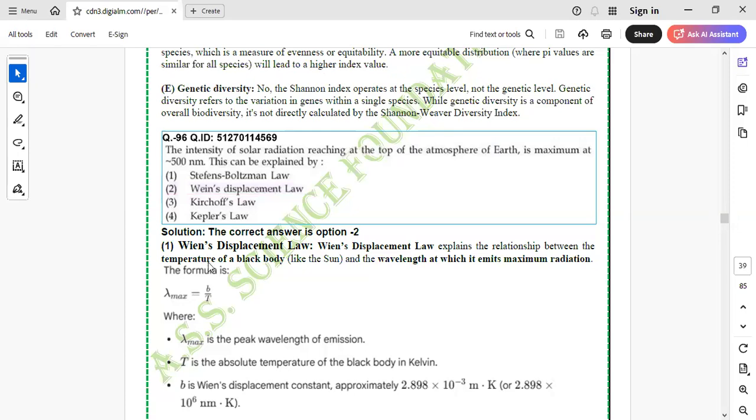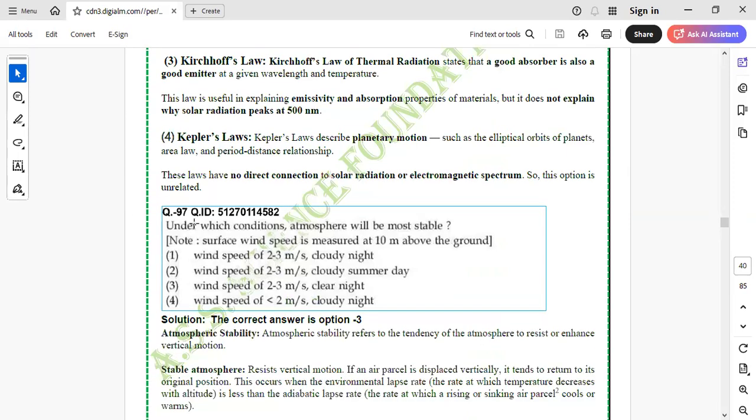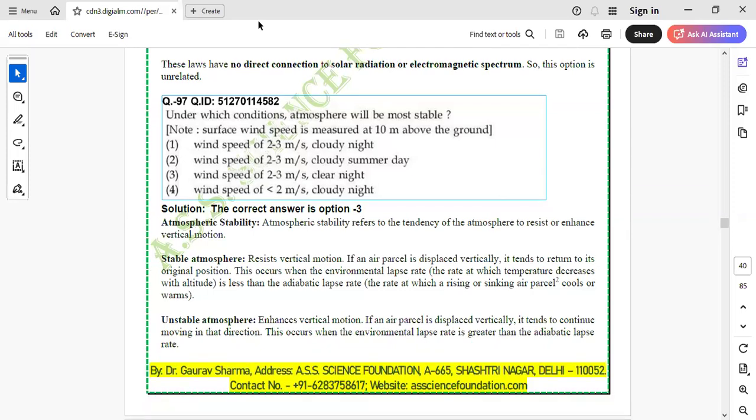So the next question is 97. This question is also very easy, right? This question is also very easy. So if you read that stability stuff, it has been clearly written in that table which is given in Gilbert, that it is the stability table, which under question number 97, under which condition the atmosphere will be more stable. So you know that when we have the stable atmosphere, then DALR is greater than ELR. This is the condition.